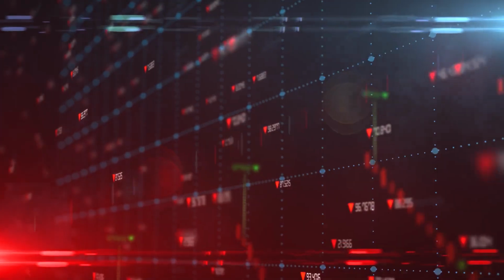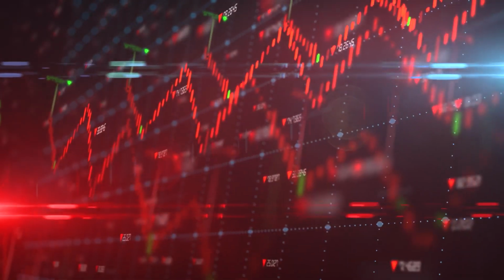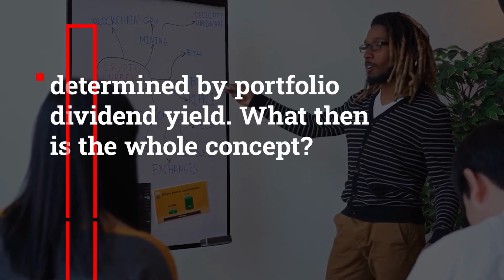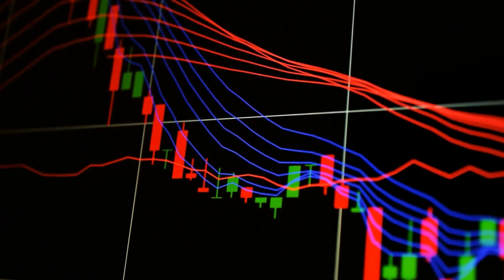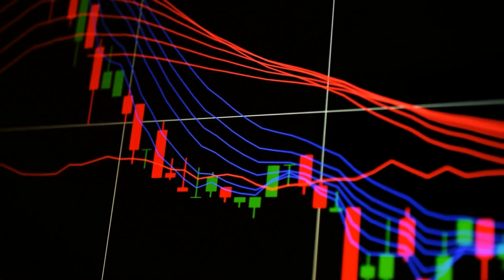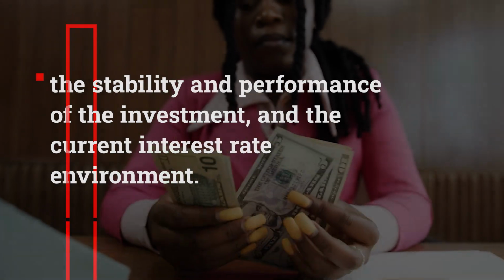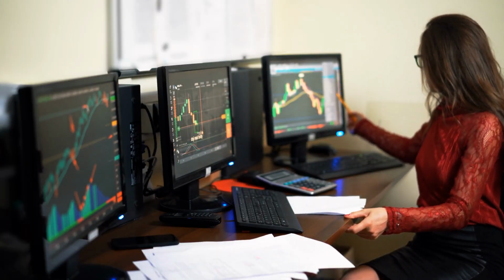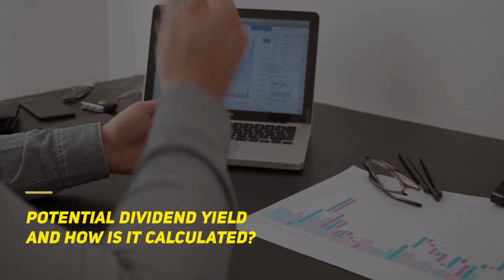So, if the dividend income from a $100,000 investment in dividend stock is determined by portfolio dividend yield, what then is the whole concept? Dividend income can vary greatly depending on a number of factors, including the type of investment, the stability and performance of the investment, and the current interest rate environment. Let's first go over what the potential dividend yield is and how we calculate it. Potential dividend yield and how it's calculated.